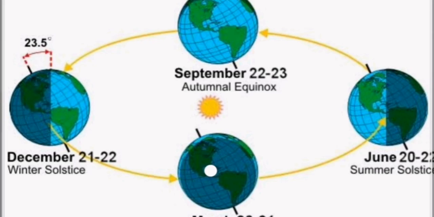So on 23rd September, it is autumn season. What season? It is autumn in the northern hemisphere. And which season will be in the southern? Spring season in the southern hemisphere. So the opposite is the case on 21st March. You can see here.